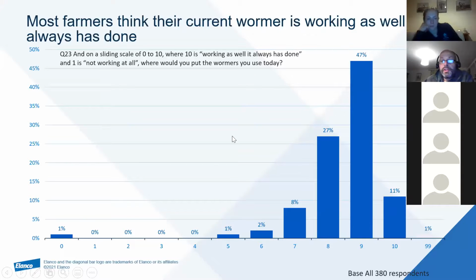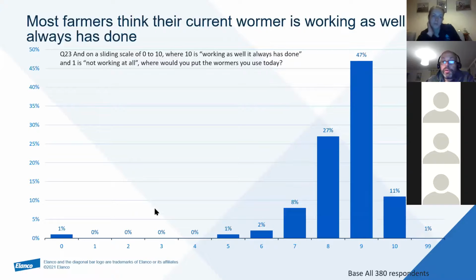We did a survey recently, and we got a survey company to ask a lot of farmers what they thought. And most farmers thought that the wormers were working fairly well. Most farmers thought the wormers were working fairly well. So 10 is working as well as they ever did. So, we had the majority of farmers are still in this 8, 9, 10 area.